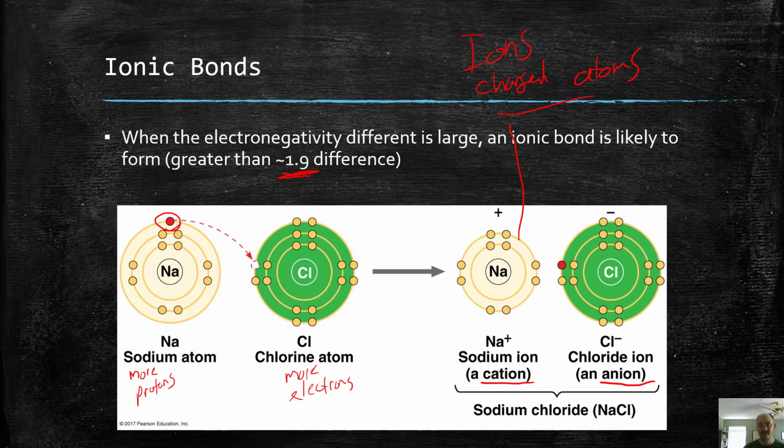Now the cool thing is, just like a magnet, opposites attract. So this positive atom is now attracted to this negative atom, and that forms an ionic bond. And we form sodium chloride, or table salt, when that occurs. Sodium chloride forms from this ionic bond. Okay, ionic bonds, that's how they work.